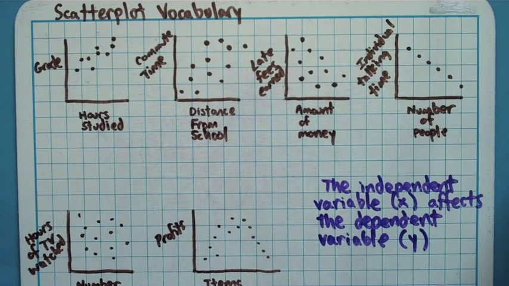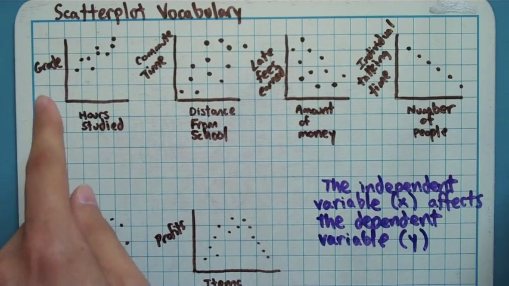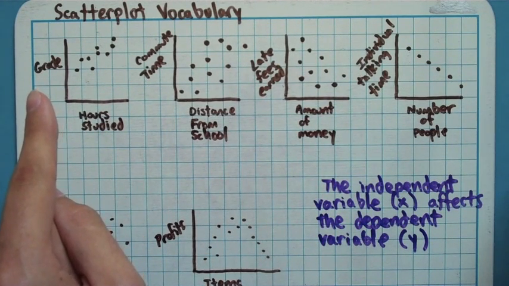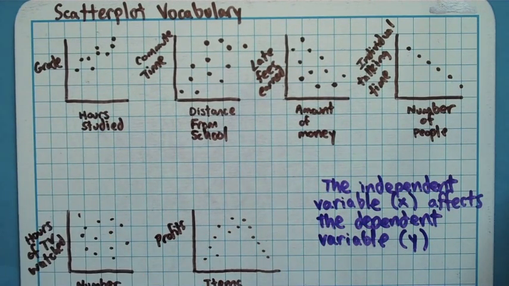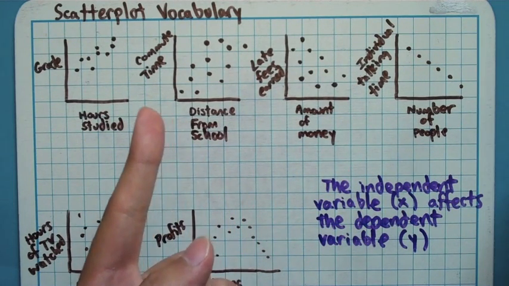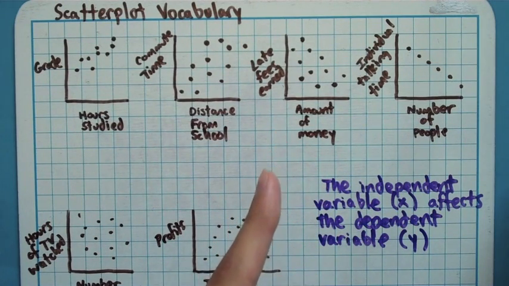So first, let me draw your attention to the note down in the bottom right here in purple. The independent variable, which is x, affects, or you want to see if it affects, the dependent variable y. In my first example, we want to see if the hours you study affect your grade. The one at the bottom has an impact on this one over here, or we're hoping that it will. Next one, you want to see if your distance from school affects how long it takes you to get to school, your commute time. Amount of money, you want to see if it affects how many late fees you get, and so on.